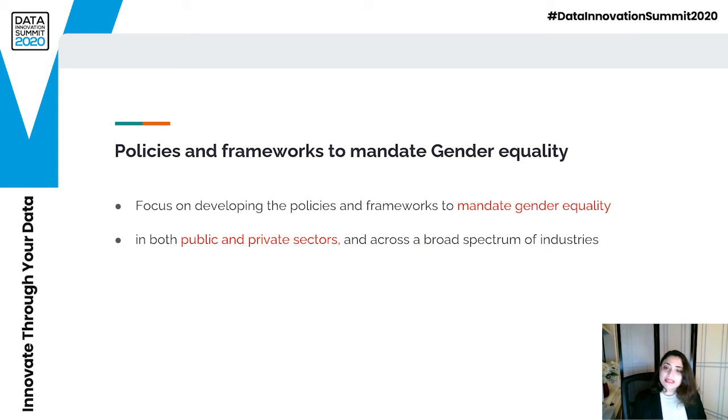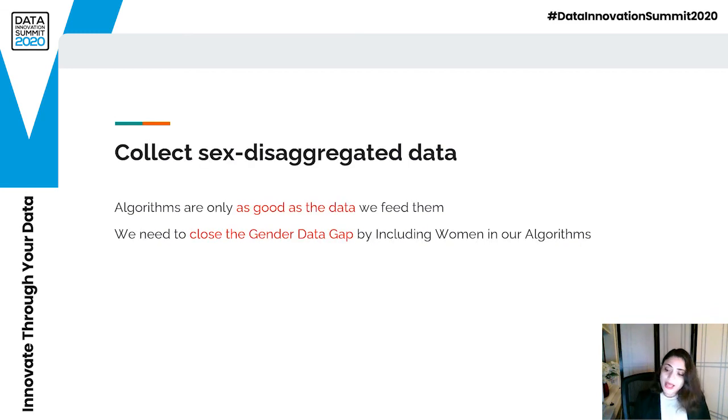Policies and frameworks should be mandated to highlight gender equality. What I mean by that is always focus on developing policies and frameworks within your organization that not just give you a prescription but also mandate gender equality as a necessity, in both public and private sector, because this needs to be applicable across the board. A broad spectrum of industries needs to adapt. And keep in mind, collect sex-disaggregated data.